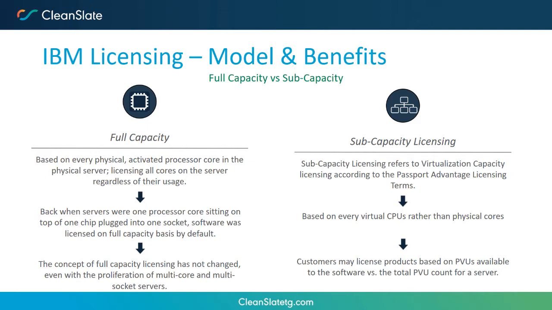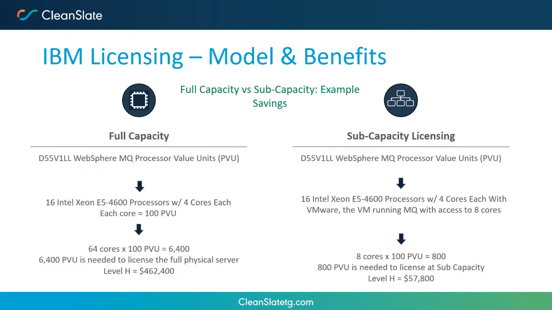So the absolute number one reason customers are going to utilize subcapacity licensing is from a cost perspective. Obviously, it's going to be a lot cheaper on that same 16-core machine to license what you're actually using, 4 cores, versus the entire 16-core box. But IBM is going to require you to track that, and this is what we're going to talk about here today.